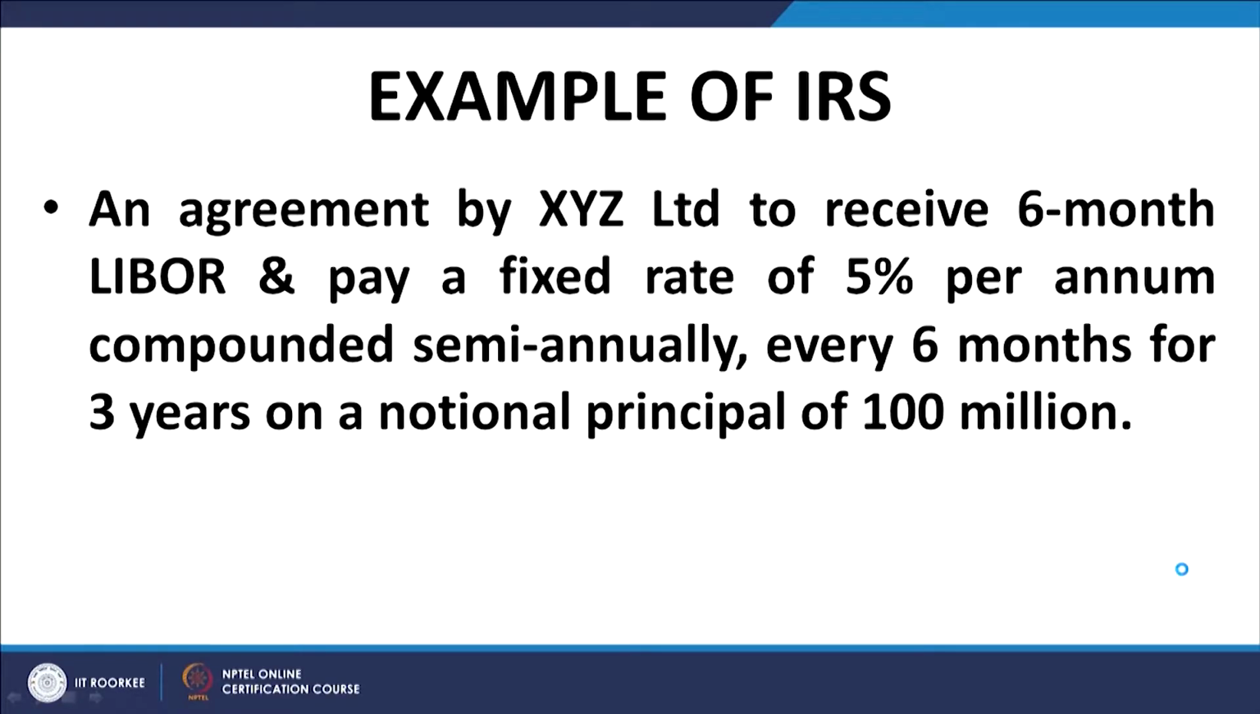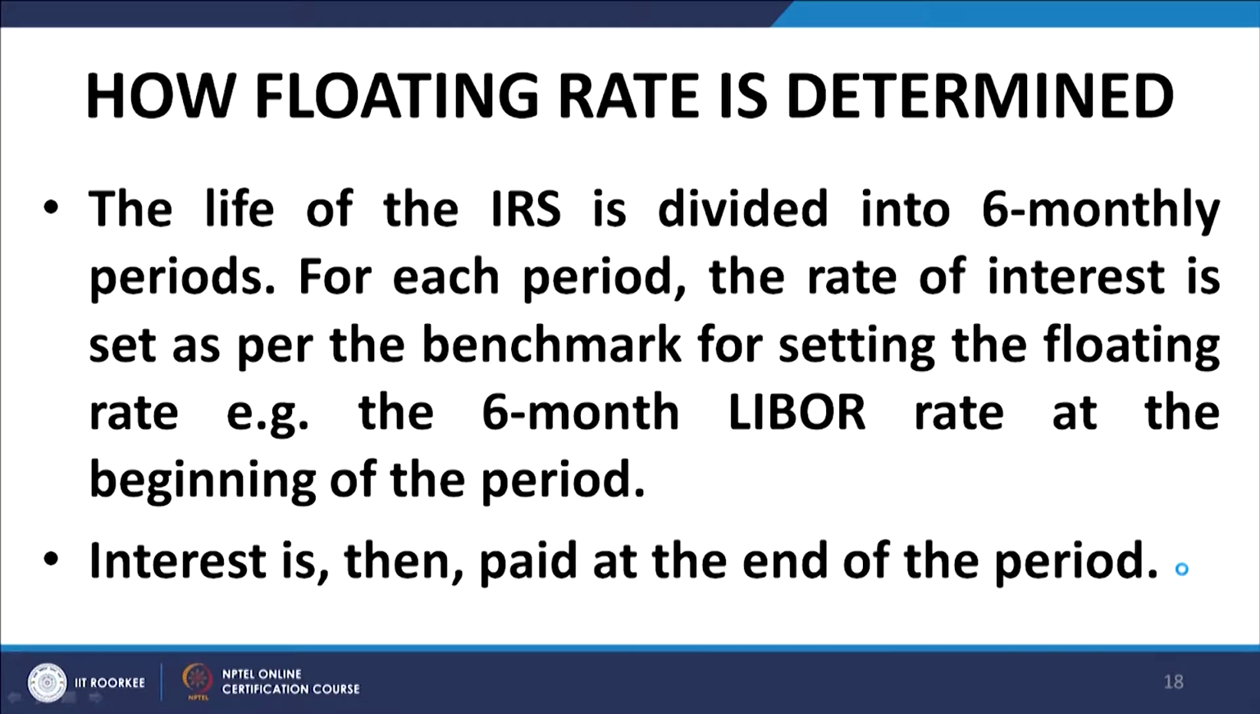Just look at this, an agreement by XYZ to receive 6-month LIBOR. XYZ will receive 6-month LIBOR and pay a fixed rate of 5% per annum compounded semi-annually every 6 months for 3 years. So, what does it mean?